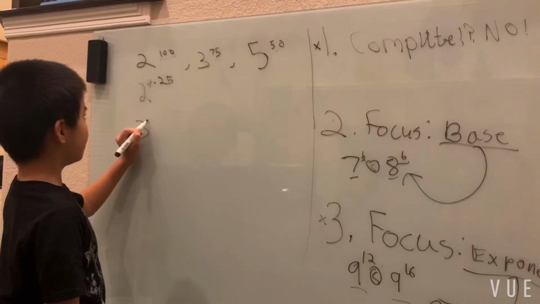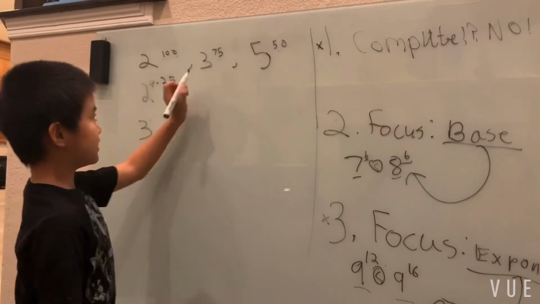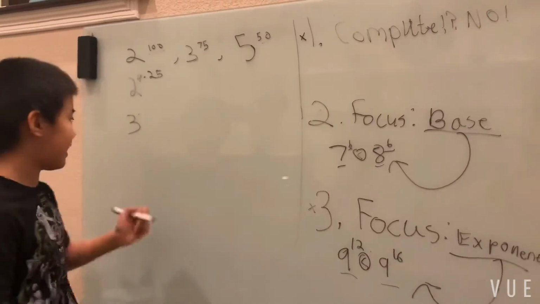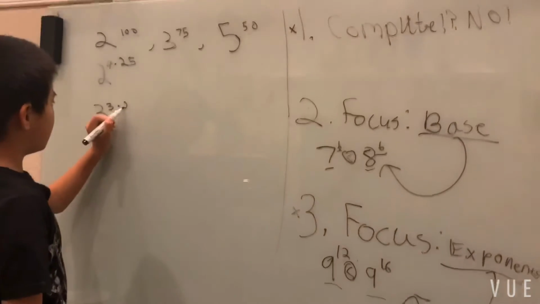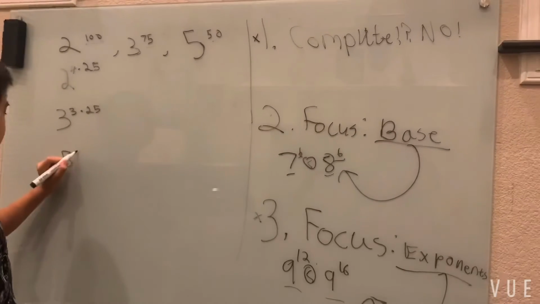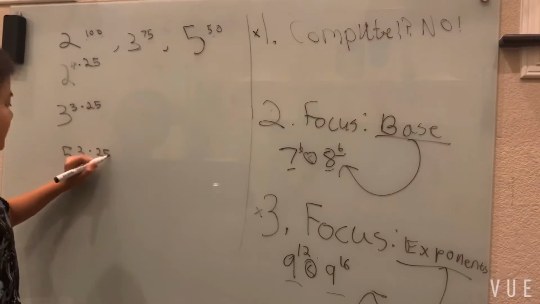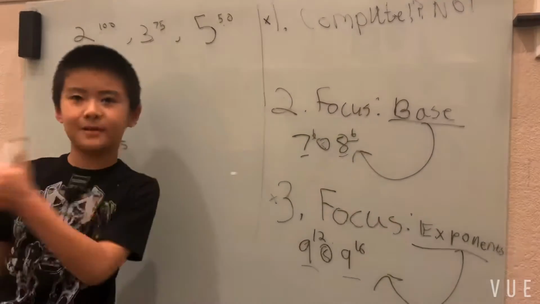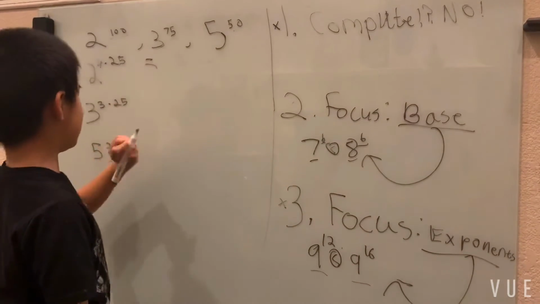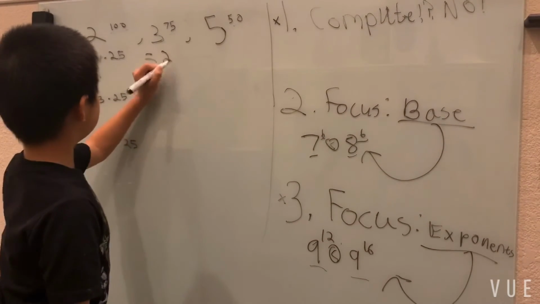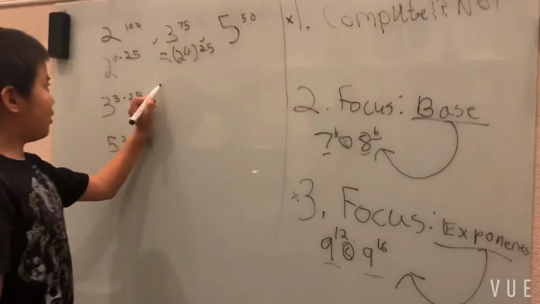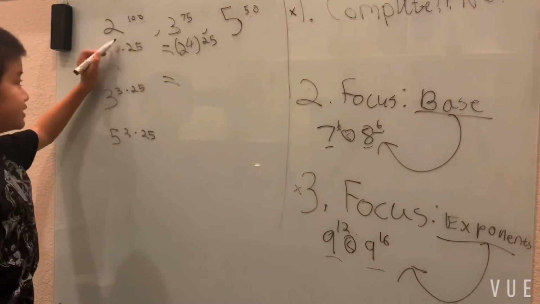So now we have the 3. We're going to split the 75 up into 3 times 25. And the same for the 50 of the 5, we split that up into 2 times 25. And then with all you know about exponents from that video before, we can change all these into this.